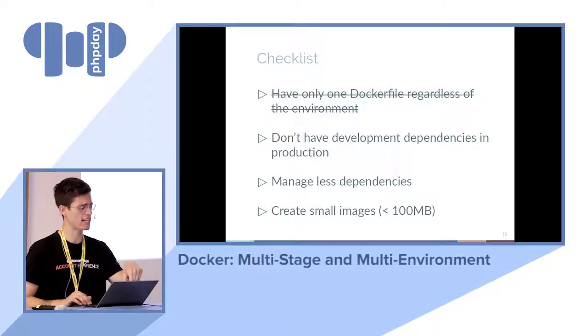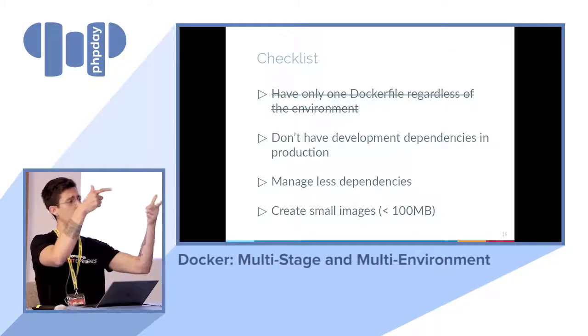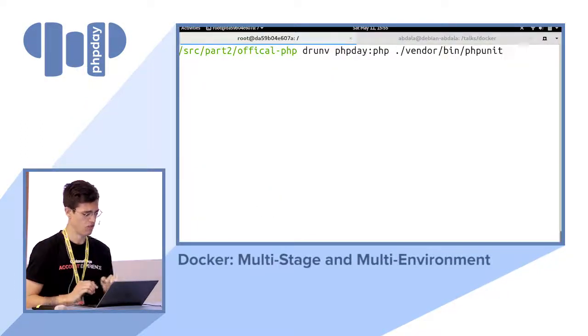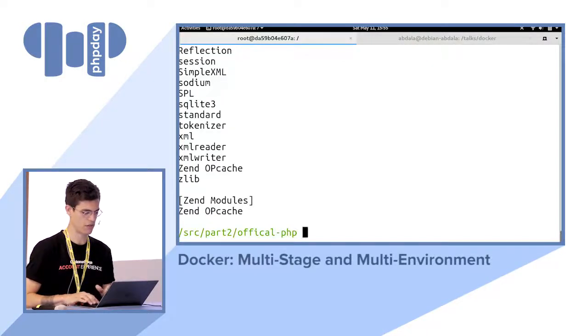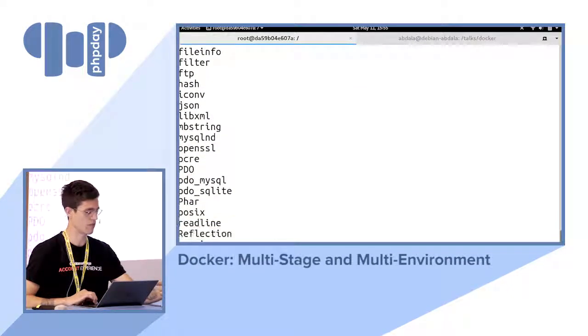Just to go to the checklist again, we have only one Dockerfile in this example, but we are sending development dependencies to production, like Composer and unzip, they're there. And we are not managing our dependencies. We are using the official PHP Docker image. Just to show you how many extensions we have here, we can use the php command, and we have all these modules in the current PHP.